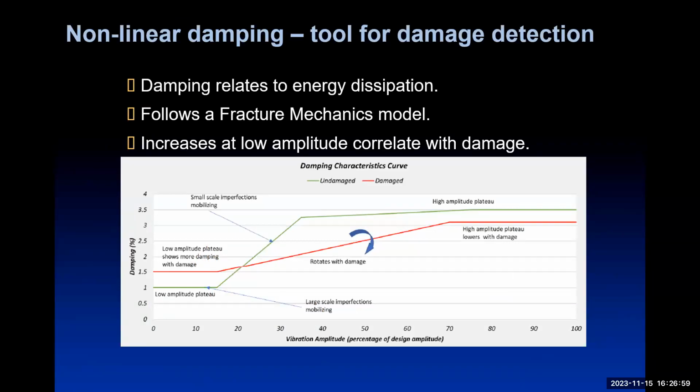Now, on top of that, we've got this three-part curve. If we have damage, what happens? Well, at low amplitude, the plateau rises. If you've actually destroyed something inside the structure, if you've got damage, then you get a rotation of this characteristic. And if you've used up a lot of the energy dissipation mechanism, the total characteristic will reduce.